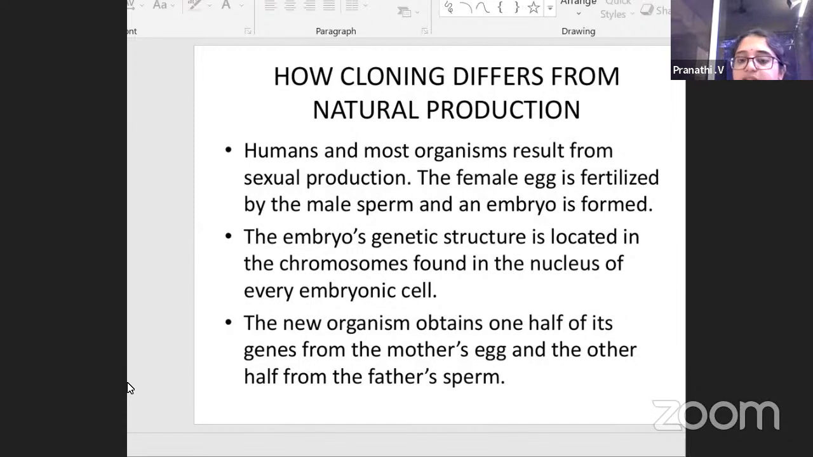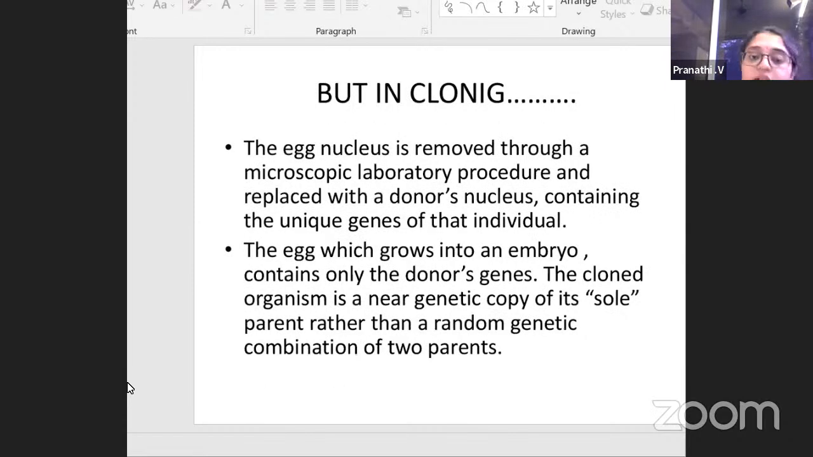And this is taking place inside the, what do you call it, the chromosomes are from both the male and the female, especially in the case of the progeny. So that is where the newborn is going to get half the genes from the mother's egg and half from the father's sperm.